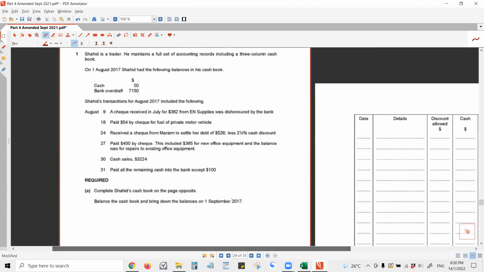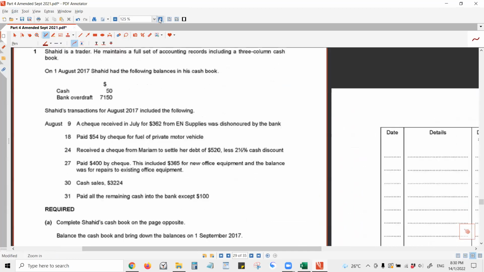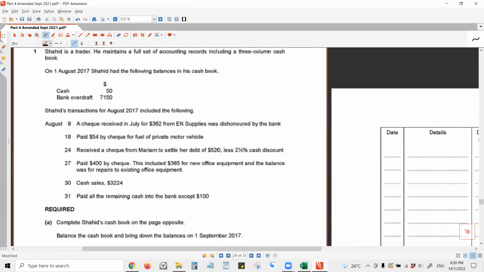Okay, if you see page 73, there are many sentences here, right? About Shahid business. We look at the A. We are going to do the A together. So it's an actual past exam question, so it's super relevant. It is very relevant.